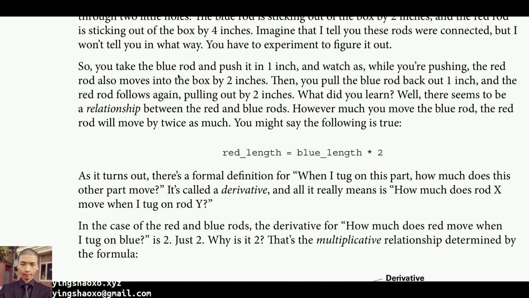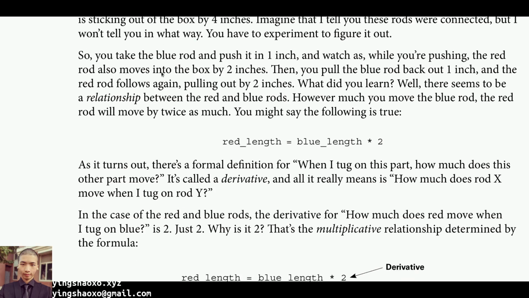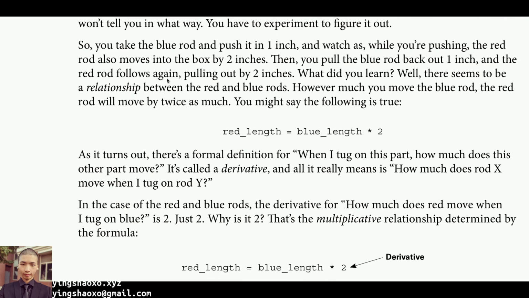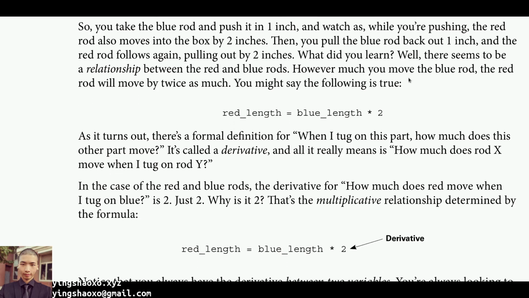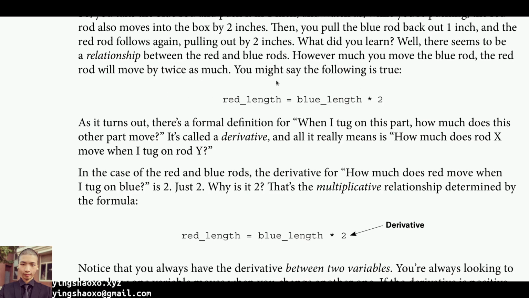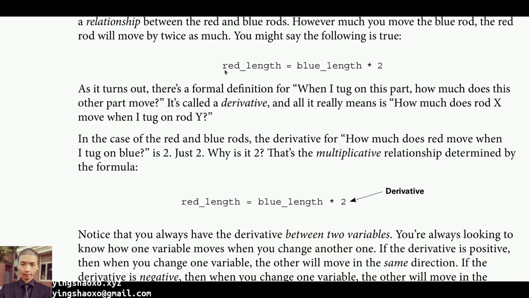So you take the blue rod and push it in 1 inch, and watch the red rod while you are pushing. The red rod also moves into the box by 2 inches. Then you pull the blue rod back out 1 inch, and the red rod follows again, pulling out by 2 inches. What did you learn? Well, there seems to be a relationship between the red and blue rods. However much you move the blue rod, the red rod will move by twice as much. You might say the following is true: the red length is equal to the blue length times 2.